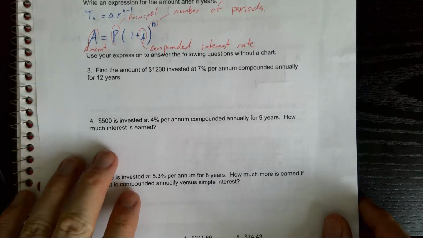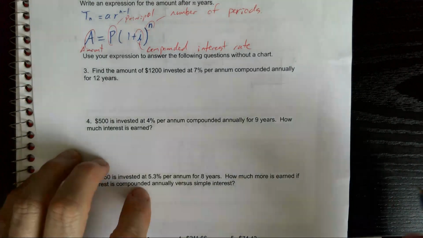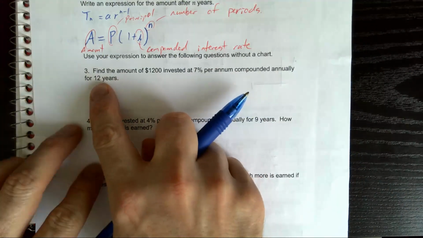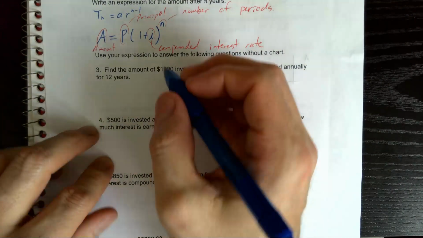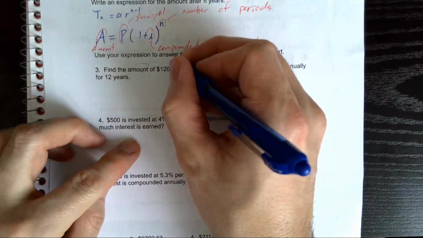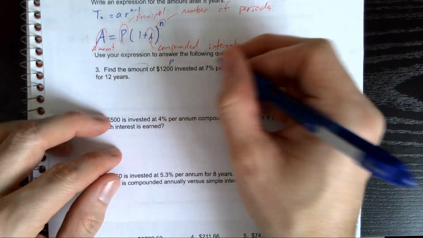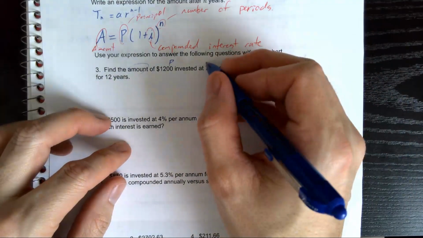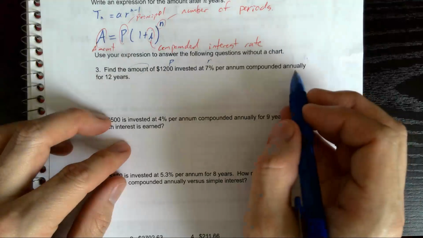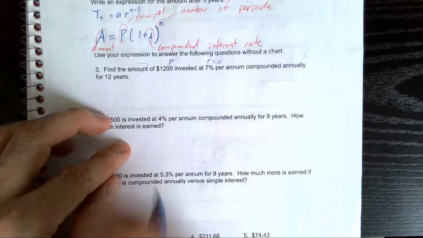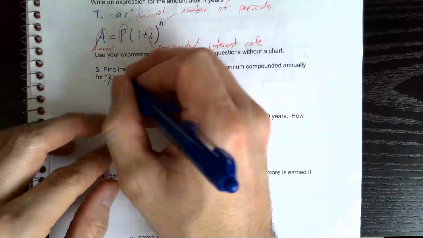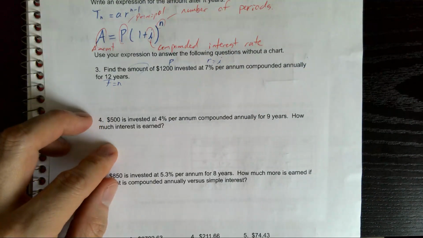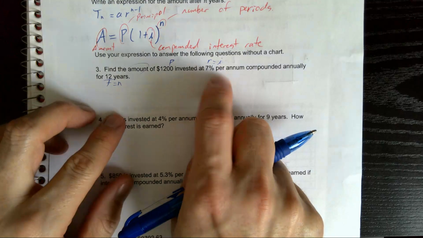It says use your expression to answer the following questions without a chart, because I don't want to have to do 12 repeated calculations. I don't want to have to find a spreadsheet and use it. It says find the amount of $1,200 invested at 7% per annum. That's normally my annual interest rate because it's compounded annually. That's also my annual interest rate. 12 years is my length of time, but because we're compounding annually, that's also the number of compounding periods. This will make more sense in 7.2.